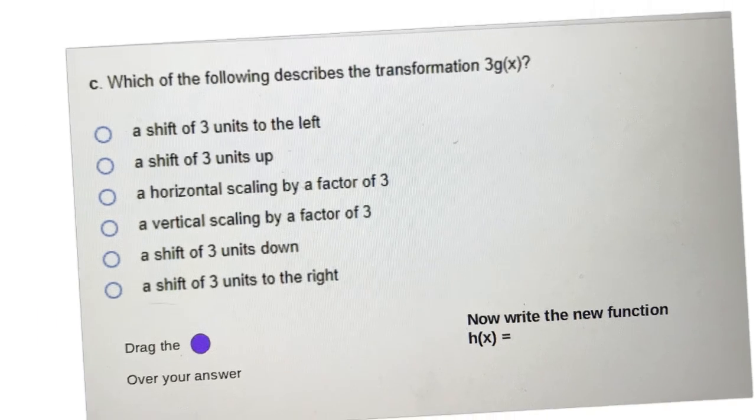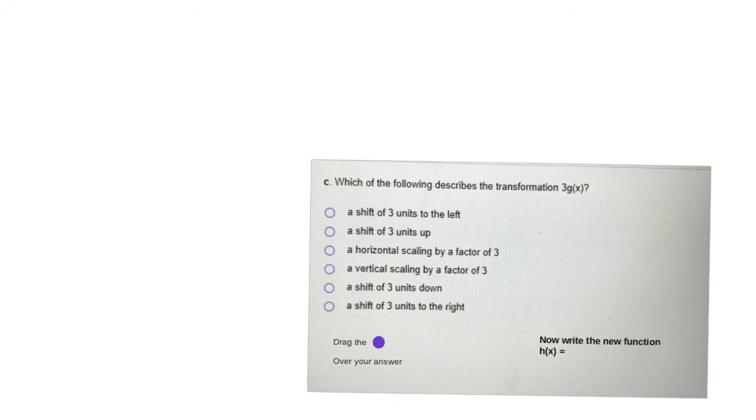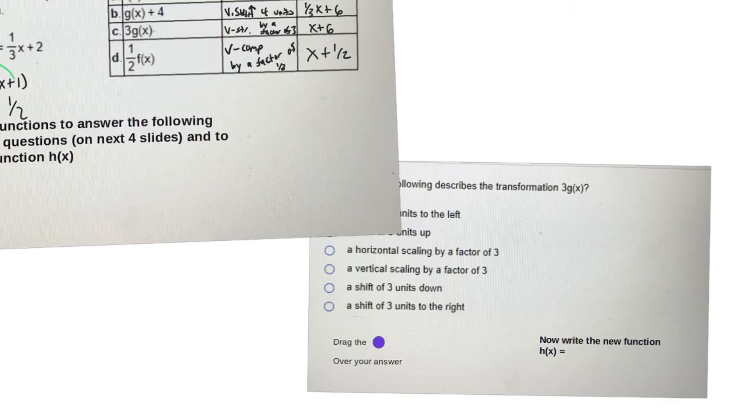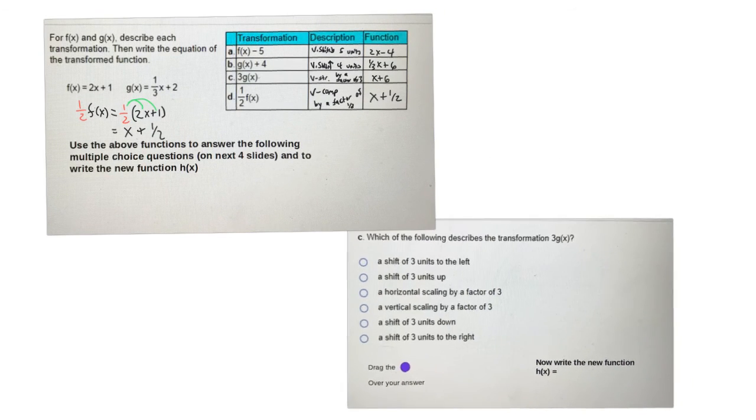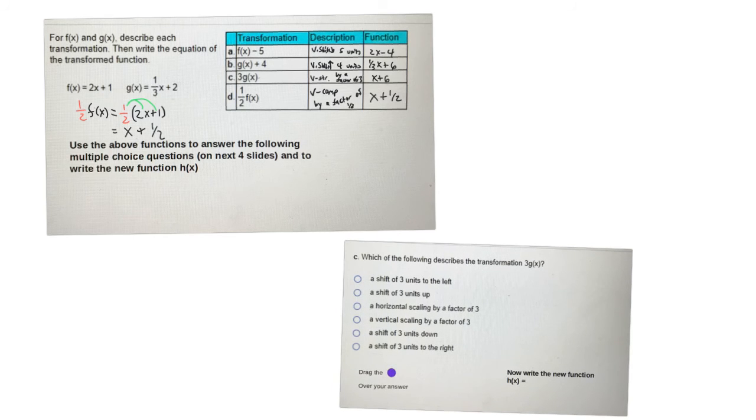Okay, then there's this one, and hopefully my student at home can see that because we already did the legwork before, it's actually pretty easy from here on out. Which of the following describes the transformation to 3 times g of x? Well, here it is. We called it a vertical stretch by a factor of 3. Well, they're calling it a vertical scaling, just so you know.